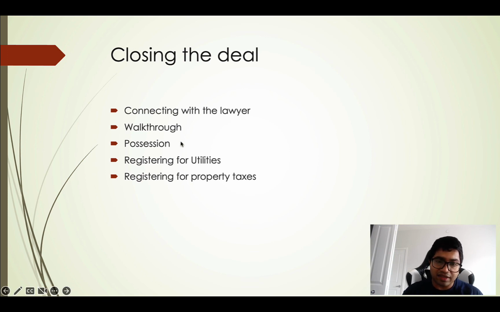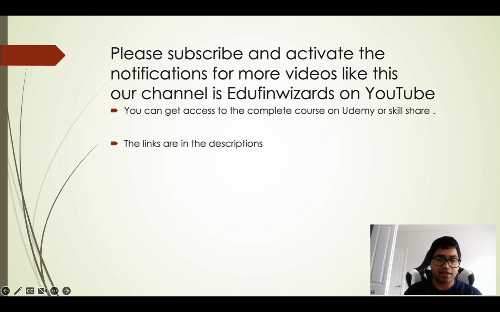Then you take the possession, right? You take the keys, you register for utilities, because utilities would have been in someone else's name. So you register for them, and you register for property taxes and such. Okay. So that's the checklist. It's not a thorough checklist, right? But it gives you an idea of what all things to consider when you are looking to buy a house.